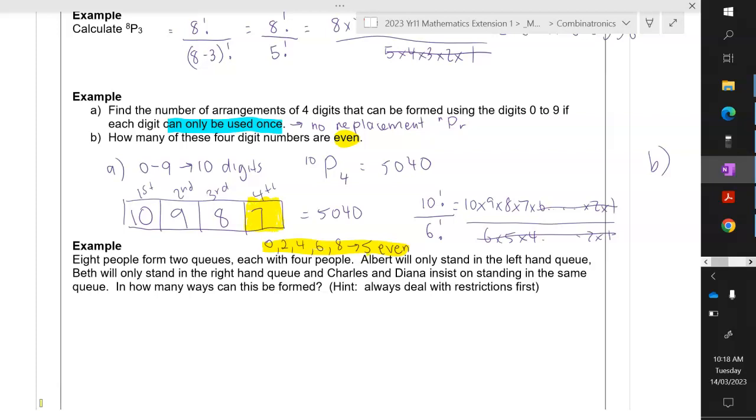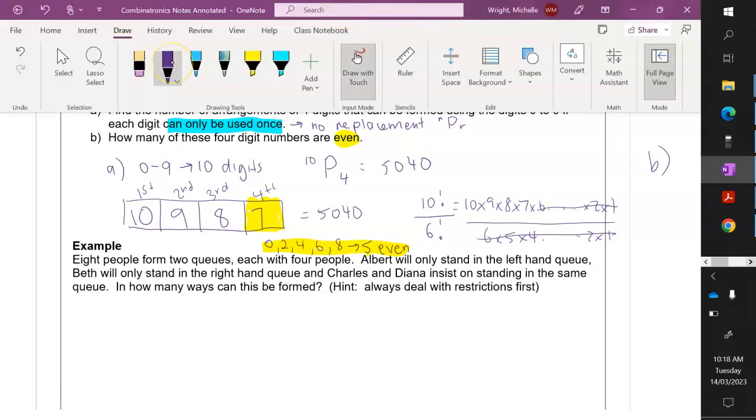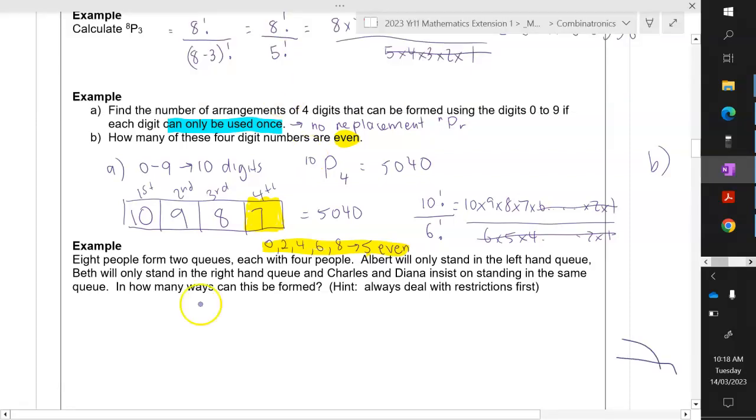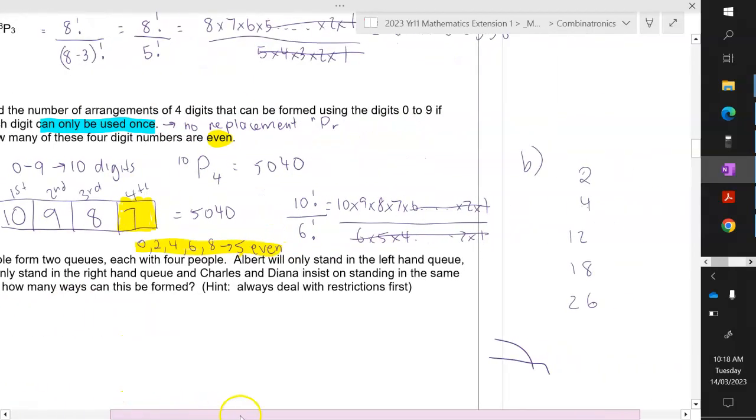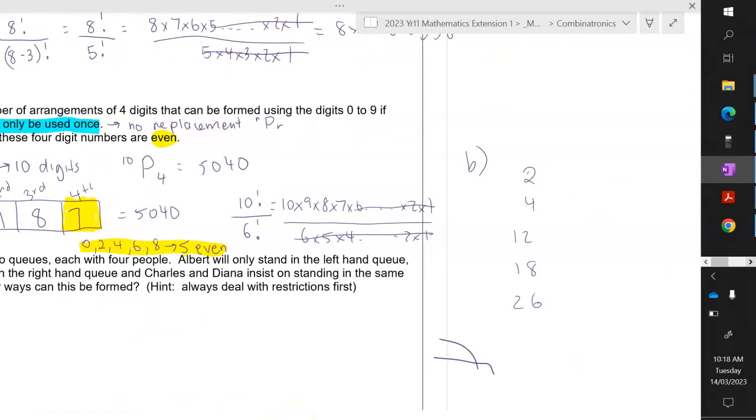So 5 out of 10 is half. So half of our numbers up here, our 5,040, are going to be even. And that's what we need to think about in that case. So I'm just going to write that down over here. So we're going to have 5,040 divided by 2, which is 2,520. There's 2,520 numbers that are even.